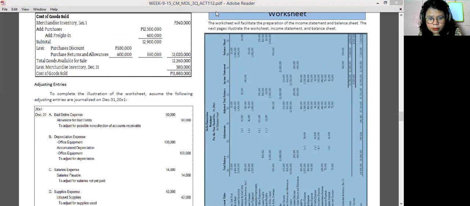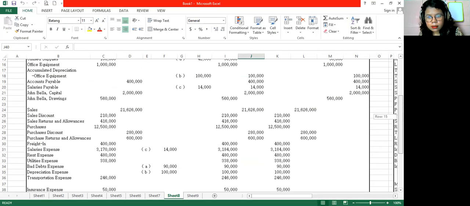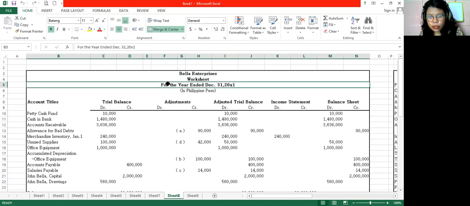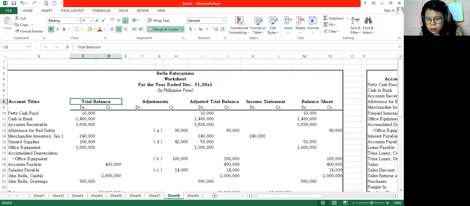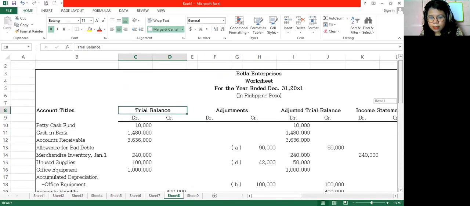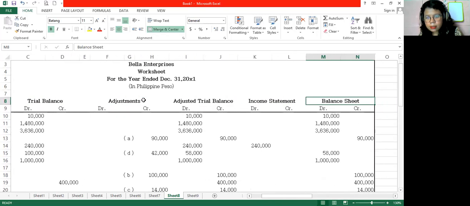Mag-share tayo. Ito po share lang natin. So, ito po yun. Para mas makita nyo. Okay, Bella Enterprise worksheet. Bakit ba siya naging worksheet? Kasi nga, lahat po ng entry natin, ng different financial statement natin, nandito na. Yung trial balance, adjustments, adjusted trial balance, income statement, and balance sheet.